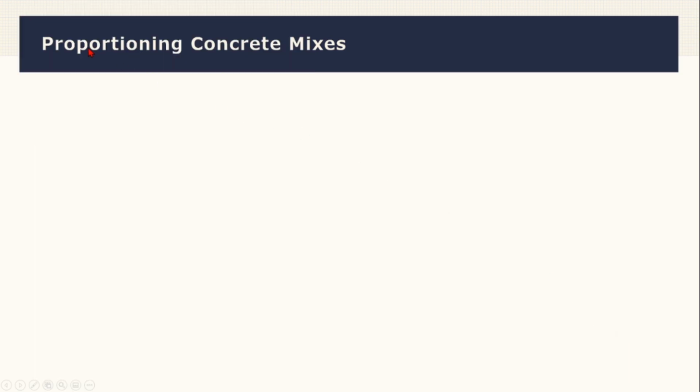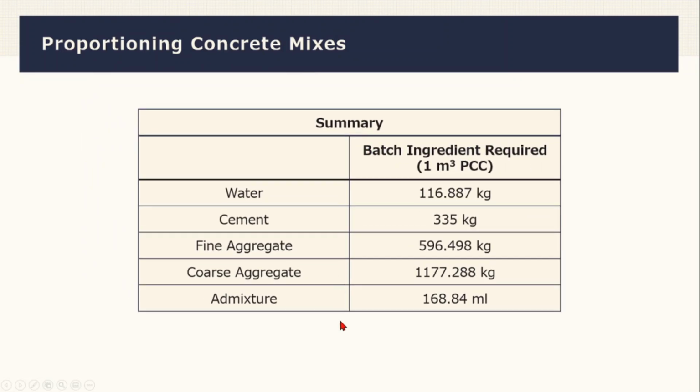And for the summary, we have this batch ingredient required. For the water, we have 116.887 kilogram, cement of 335 kilogram, fine aggregate of 596.498 kilogram, coarse aggregate of 1,177.288 kilogram, admixture of 168.84 milliliters. And take note that this quantity is for 1 cubic meter of concrete. And this is our final answer.